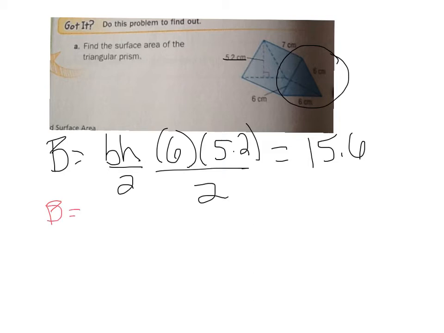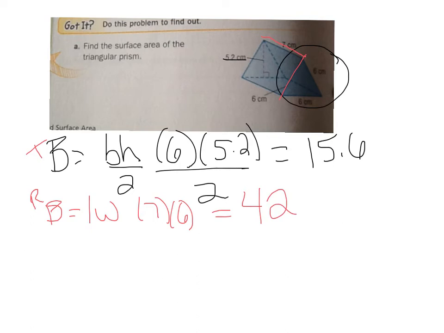base of my rectangle. So this is my rectangle, this is my triangle. My rectangle, if you notice, is 7 by 6. So length times width is 7 times 6. 7 times 6 is 42.